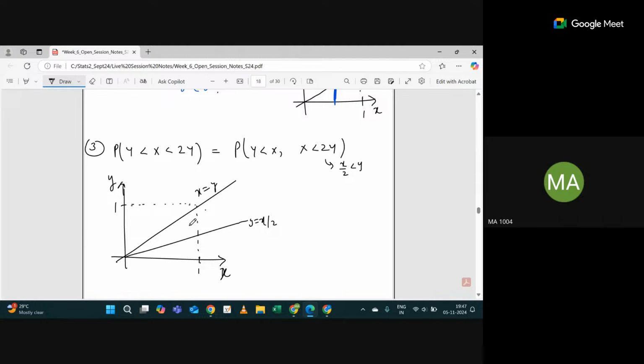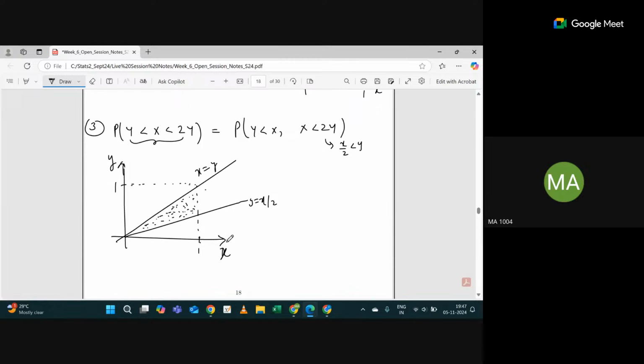Why did I write it like this? Just for whenever you are finding limits. So what is this part? X lies between y and 2y. That means my area of interest is this one. Everyone is getting it, right? Initially I took a very simple example, now I took this one. So the area for which we have to find the probability is this one, right? So what you have to do is first find the limits of y.